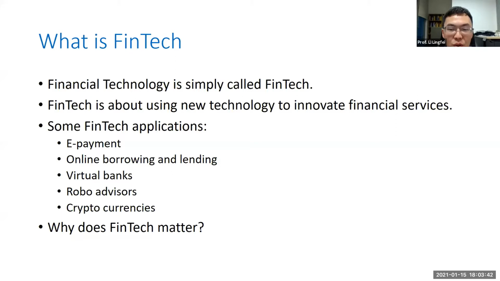So today, I would like to introduce this field through several applications. I guess most of you have heard of these things before. One is Epayments, the second is online borrowing and lending, the next is virtual banks, and next is Roboadvisors. The last one is cryptocurrencies. These are five very typical FinTech applications. I would like to let you know what they are and discuss their advantages. And hopefully I can explain why FinTech matters to our society.